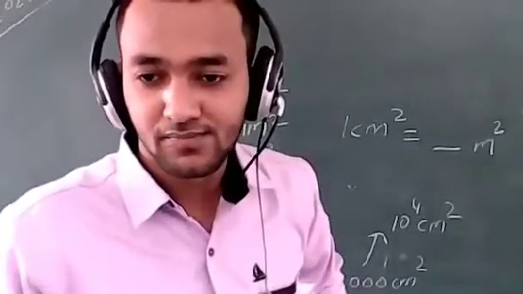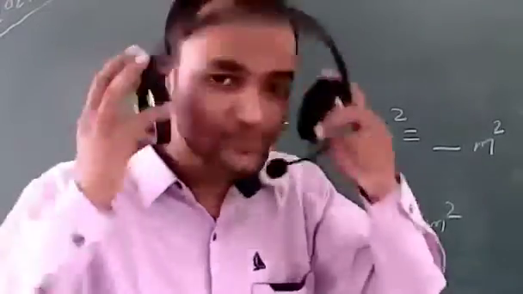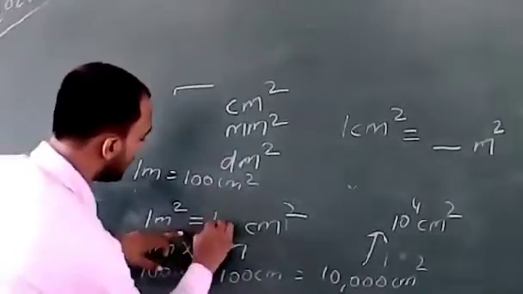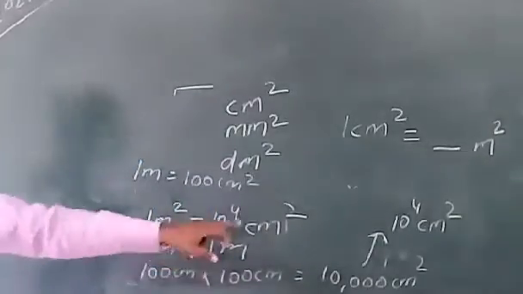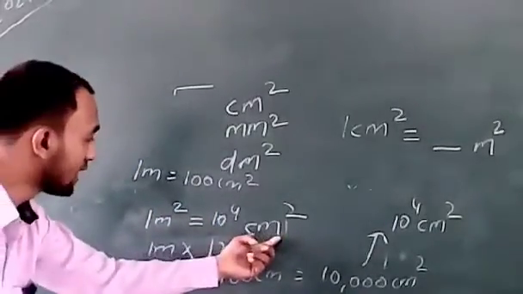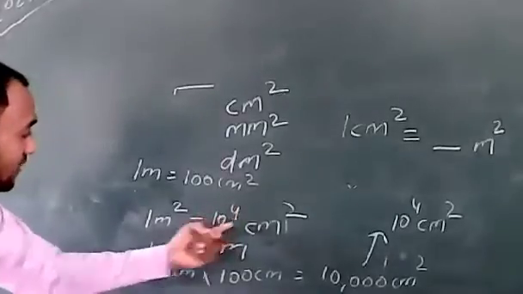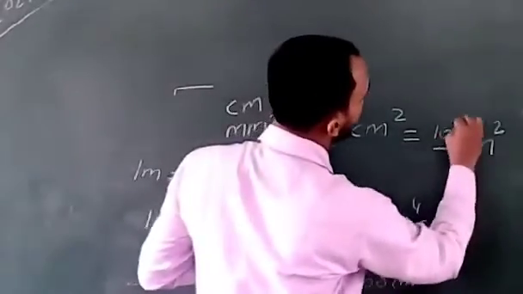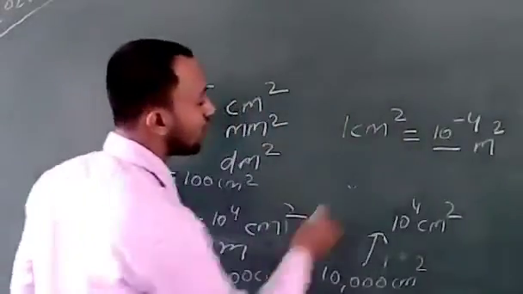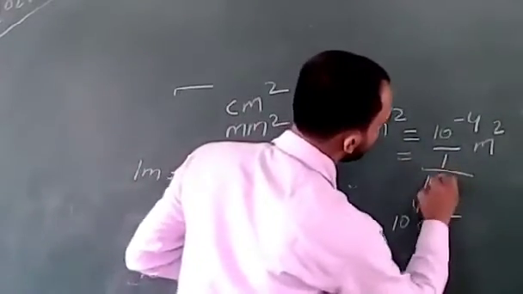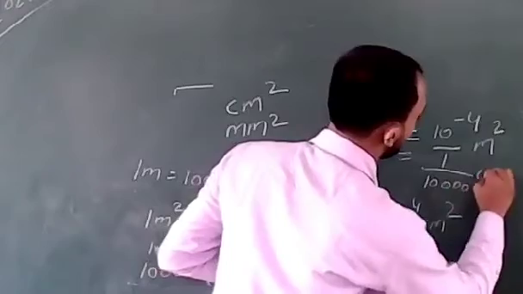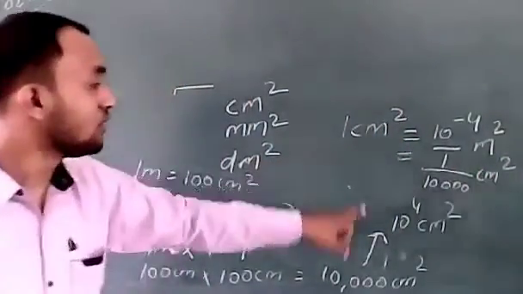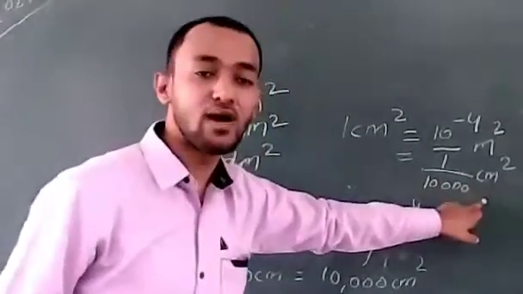Look, we have seen 1 meter square is equal to 10 raised to the power 4 centimeter square. So 1 centimeter square is the reverse of it. If we take this equation on the left hand side, it will be equal to 10 raised to the power minus 4 meter square, or equal to 1 upon 10,000 meter square. We have to learn 1 centimeter square is equal to 1 upon 10,000 meter square.